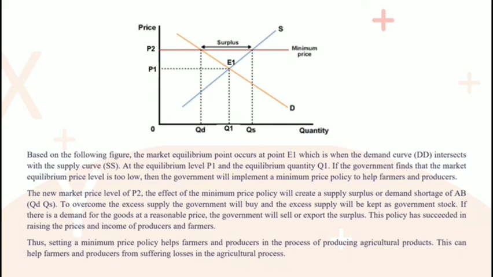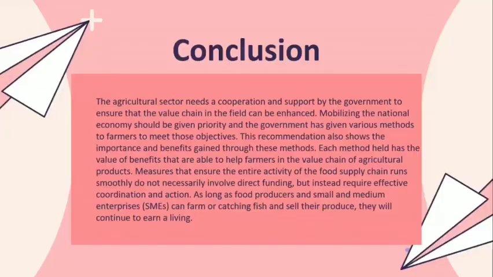Thus, setting a minimum price policy helps farmers and producers in the process of producing agricultural products. This can help farmers and producers from suffering losses in the agricultural process. In conclusion, the agricultural sector needs cooperation and support by the government to ensure that the value chain in the field can be enhanced.